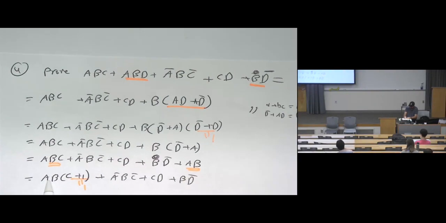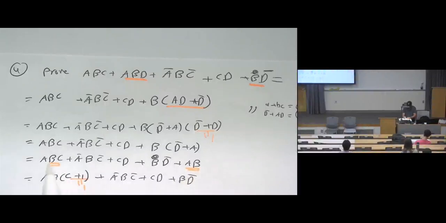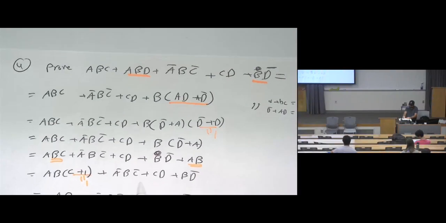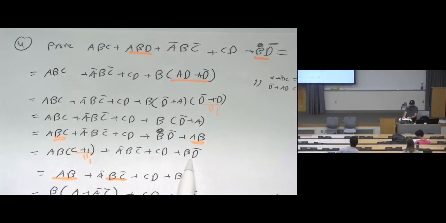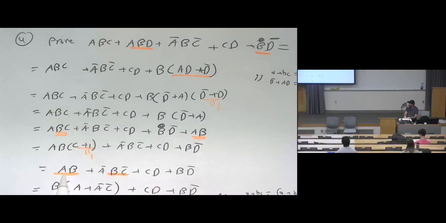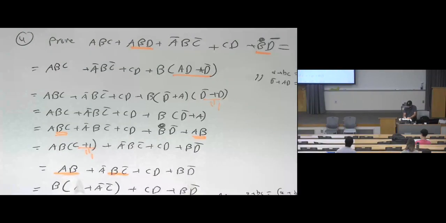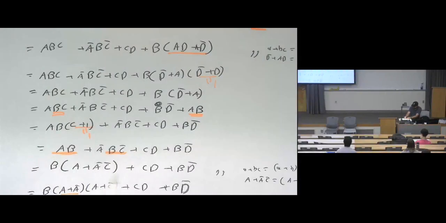So after that, by looking at AB and ABC, there are AB common factors. So take AB as a common factor. It will be C plus 1 plus this expression. Then it will be AB plus A bar B C bar plus CD plus BD bar. Let's take B as a common factor. It will be B times A plus A bar C plus CD plus B D bar.